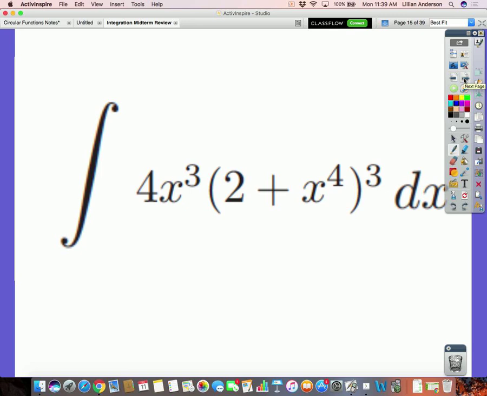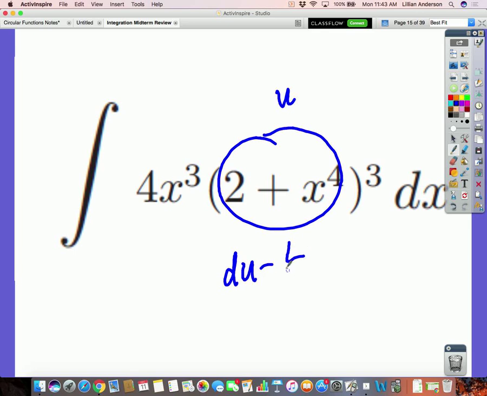This one should be 1/4 the quantity 2 plus x to the 4th raised to the 4th power plus c. Okay? Because you make this inside part u, and when you take the derivative of it, du becomes that 4x to the 3rd. And so then you'll just end up with u to the 3rd that you'll have to take the antiderivative of for your final answer, which is again 1/4 the quantity 2 plus x to the 4th raised to the 4th power plus c.